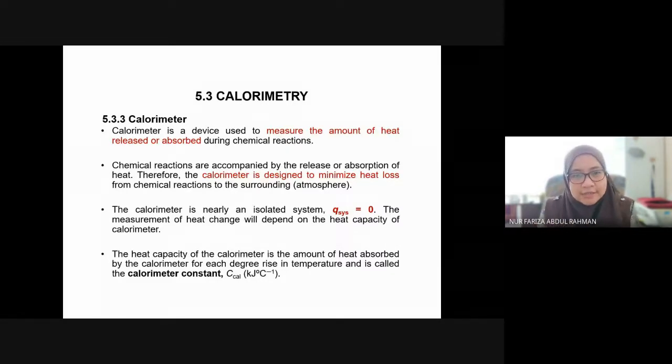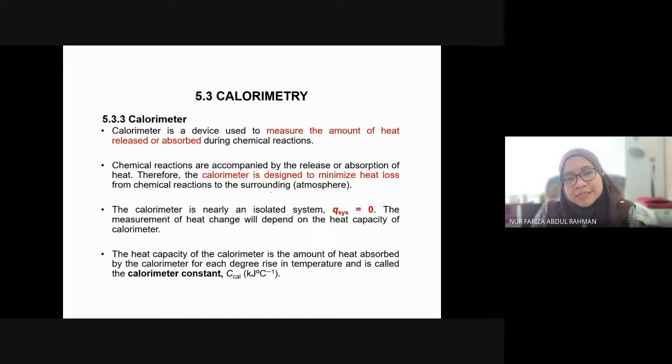Katakanlah the experiment, the reaction release heat and we want to retain the heat. How can we do that? Kalau kita setakat pakai beaker, of course the heat will be released to the surrounding. Okay, so how do we retain that heat? So one of the ways is by using calorimeter, so that the heat can be retained. So we can study the amount of heat released or absorbed during chemical reaction. So chemical reactions are accompanied by the release or absorption of heat. Therefore, the calorimeter is designed to minimize heat loss from reaction to the surrounding.